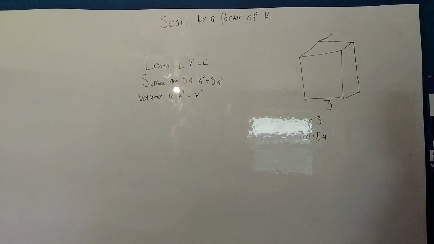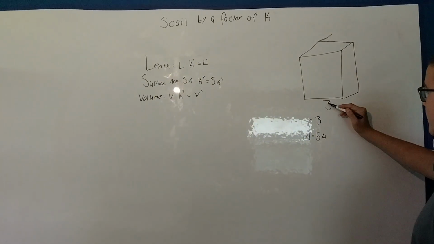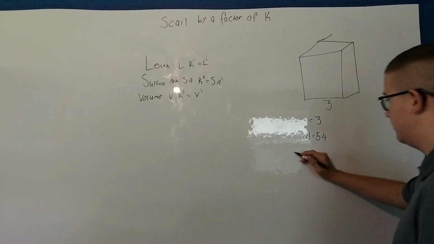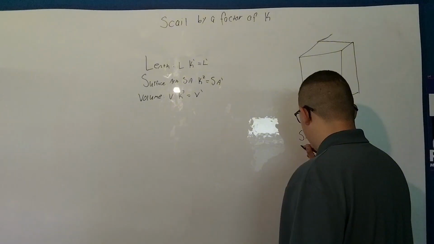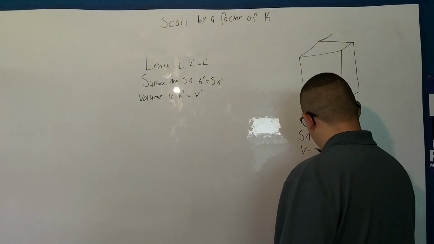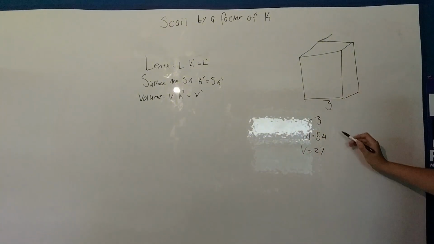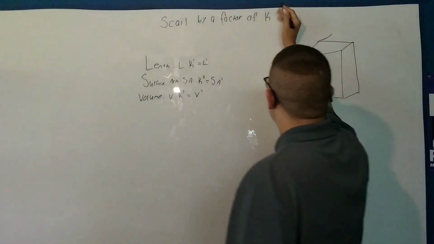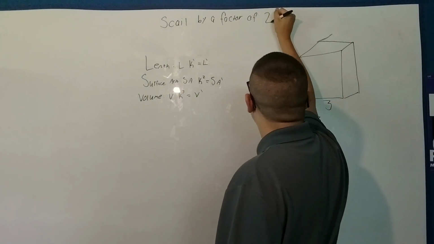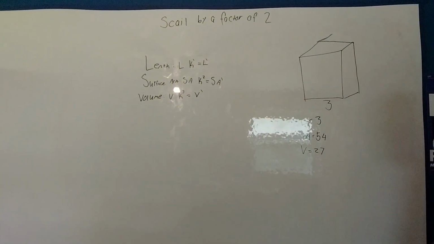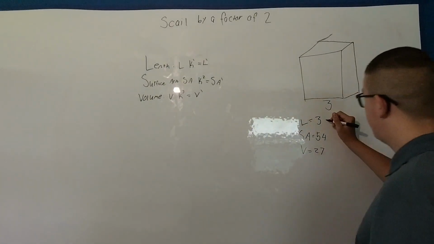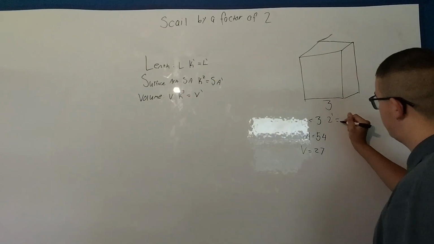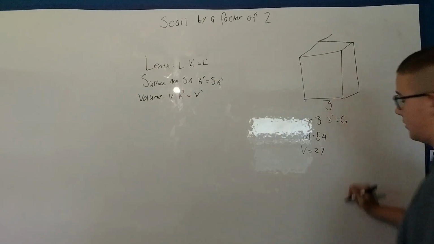And then our volume would be 3 times 3 times 3, which is 27. So the volume is 27. And those are our 3 values that we can then plug in here. So let's say we're scaling by a factor of 2, right? We're doubling the size. Well, for the length, we just do times 2 to the first, same as times 2, and we get 6 as our new length.